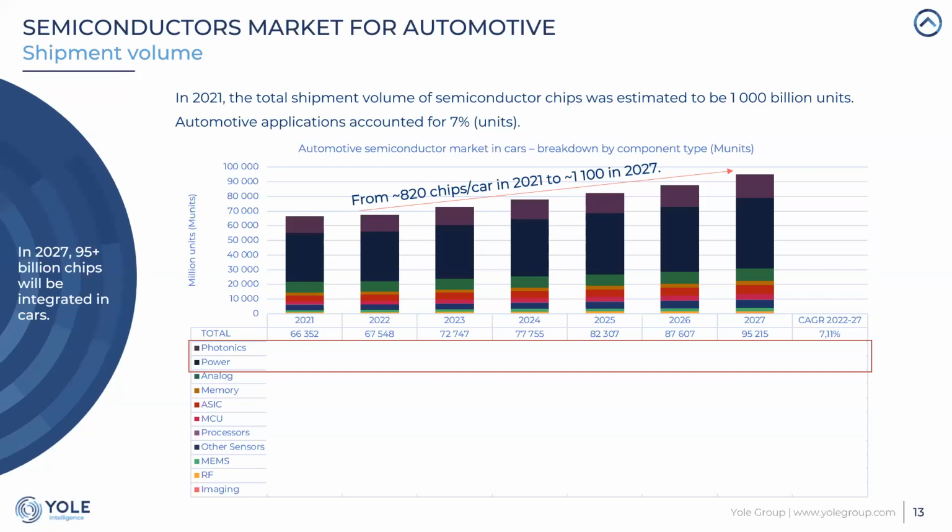This will be driven by two main trends, and I will often refer to these trends during my presentation, which are electrification and ADAS, that will be the major trends for the growth of semiconductor content in automotive.